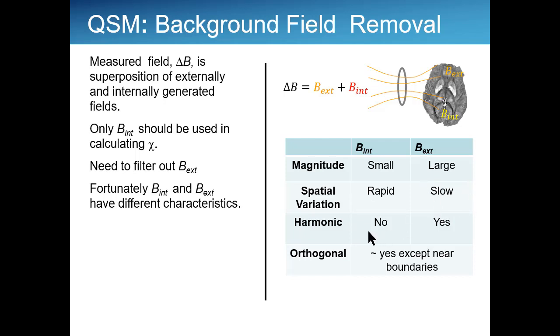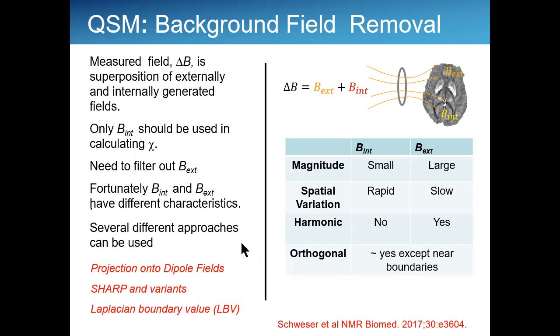You have the property that the fields generated by external sources are actually harmonic in the region of interest. They satisfy Laplace's equation, and the two fields are kind of orthogonal to one another, except maybe right at the boundary. So you can separate them. Again, there are a whole load of different approaches for doing this, which I'm not going to try and describe. There's a great review of these methods, which is published in a recent special issue of NMR in Biomedicine.